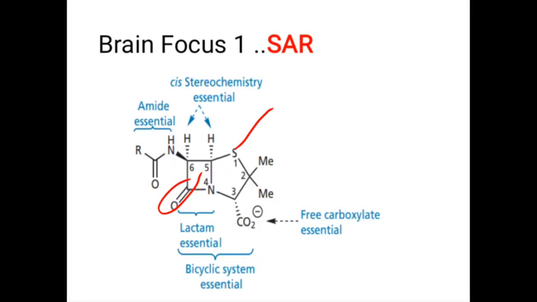Then we also have the acylamine, which is responsible for activity. Okay, so then the bicyclic system itself is essential. Why? Because it increases ring strain, okay, and also increases the activity, and the separation of the 2 rings will result in reduced activity.